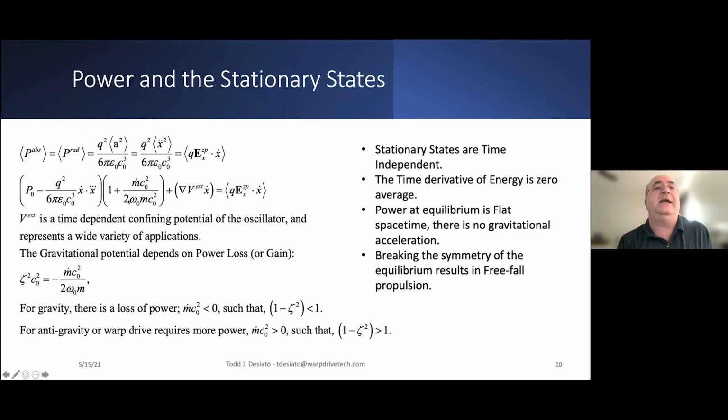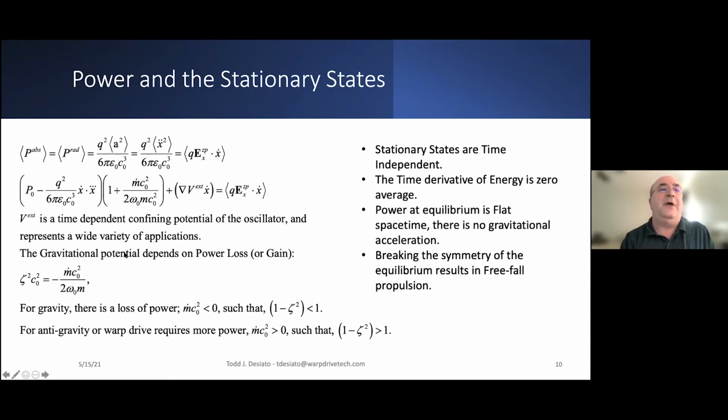So the V external is just an external time-dependent confining potential. So like if I have an oscillator, it's got to be confined by a potential, otherwise it'll just fly off to anywhere. So that's all that is, but it could be a lot of different things. It doesn't have to be a simple harmonic oscillator. The same equation would apply. That was the general approach that Hal Puthoff took.